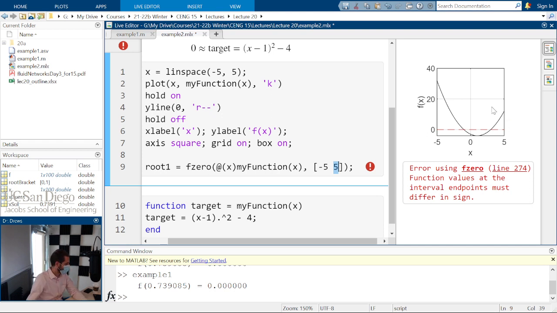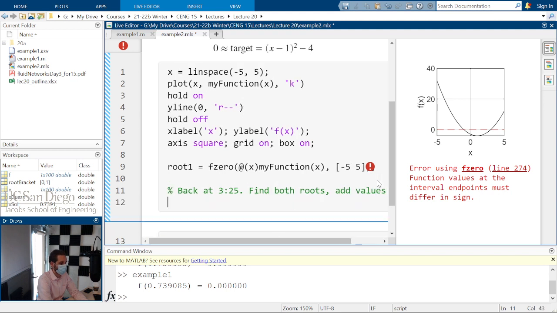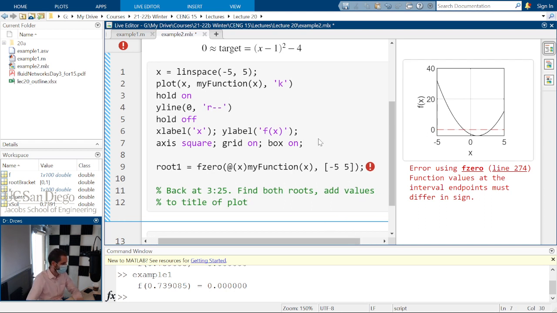So let's go to about 325. Try to find both roots and add their values to the title. So we'll take 5 minutes to try that, or thereabouts. Actually, we'll come back at 3:24. I didn't realize it was quite that time.